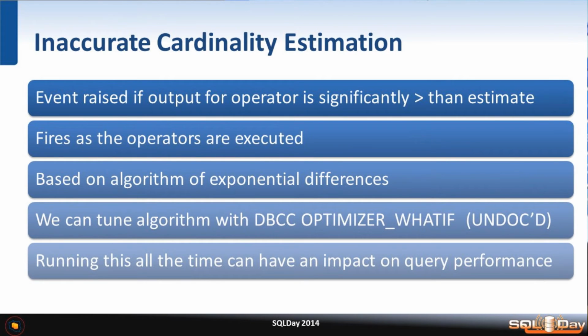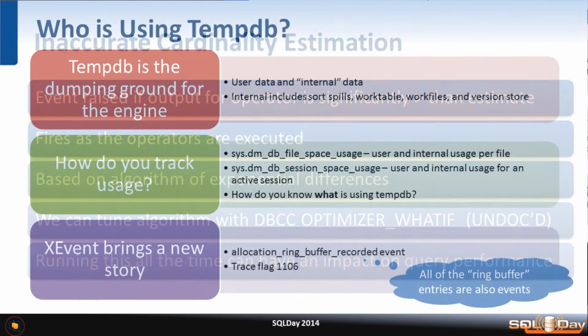And then this is the comment about incorrect cardinality estimation. It's raised basically when we see a significant difference between what we estimated the number of rows for an operator or a query and what the actual number of rows that are returned. You should know that this could have an impact on query performance just running this all the time. So I generally only turn this on if I suspect there's an actual performance problem going on and I want to drill into the issue. So that's one scenario.